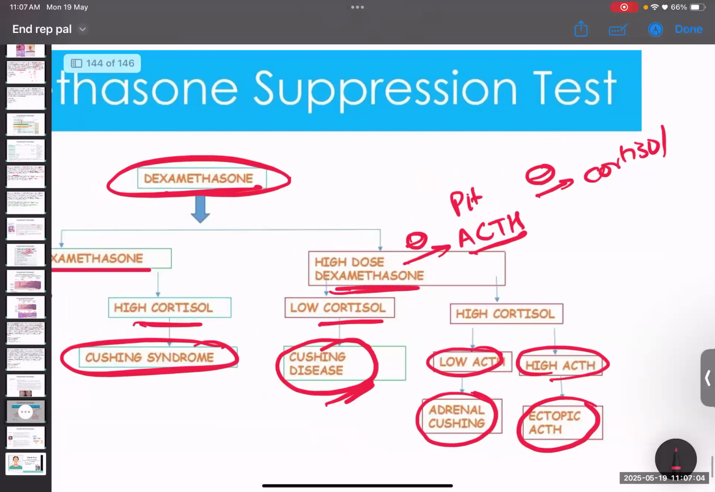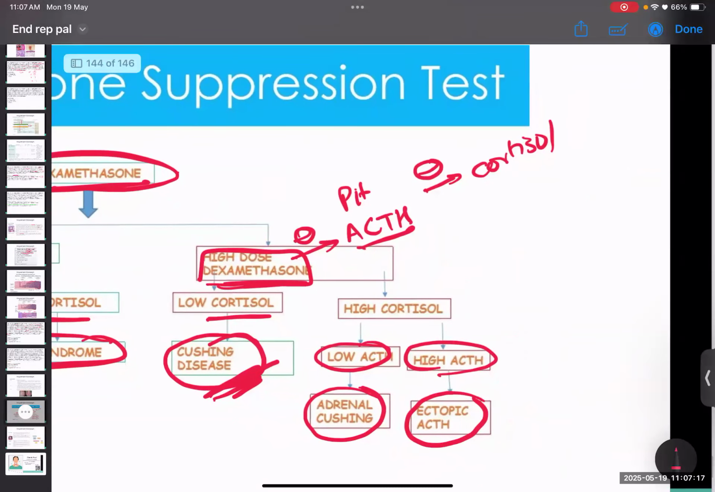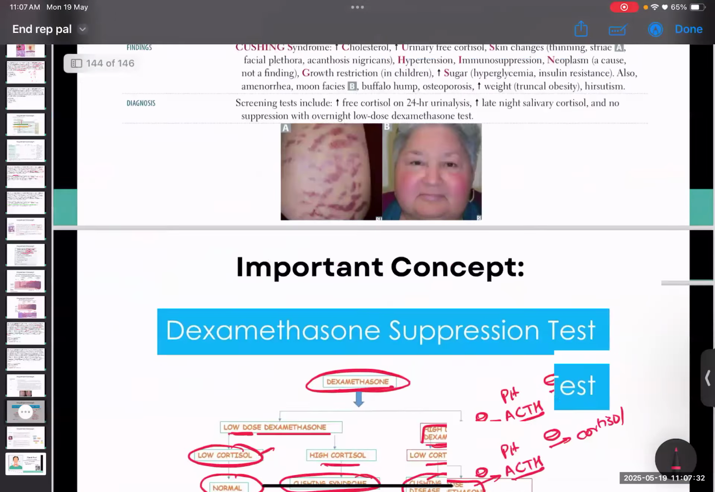So note that high dose dexamethasone tests primarily suppress pituitary ACTH, and if you see cortisol going down in response to high dose dexamethasone, then it's definitely Cushing's disease. However, if it doesn't go down in response to high dose dexamethasone, then it's either Cushing's syndrome because of adrenal adenomas or Cushing's syndrome because of ectopic ACTH secretion. Both of these do not respond to high dose dexamethasone test.